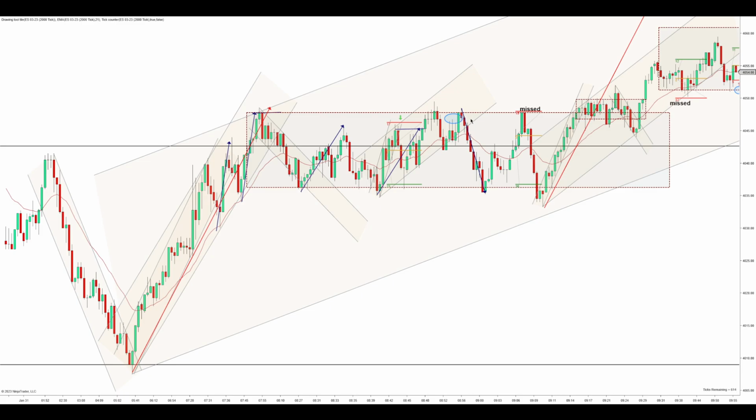We push higher here. This is still into the trend line. You don't want to, oh, sorry, I didn't mean to move that. You don't want to take that. Then we have this big push down.